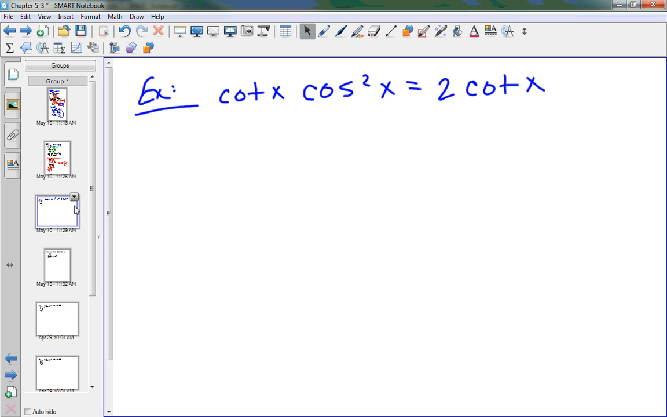Okay, I need to solve this thing for x. In order to solve this thing for x, I have to first what? I need to bring everything over and make it equal to 0. So I have the cotangent of x times the cosine squared of x minus 2 cotangent of x is equal to 0. Now what?